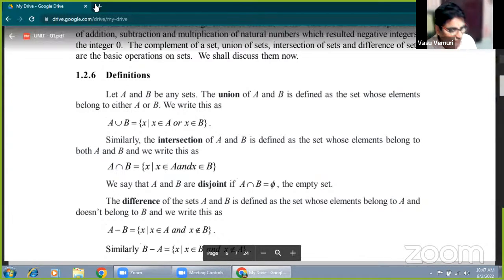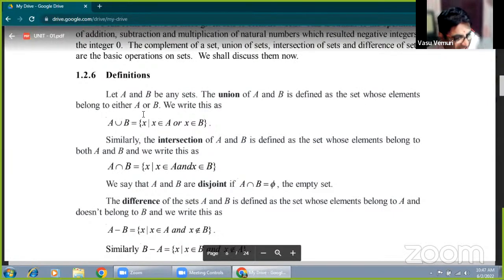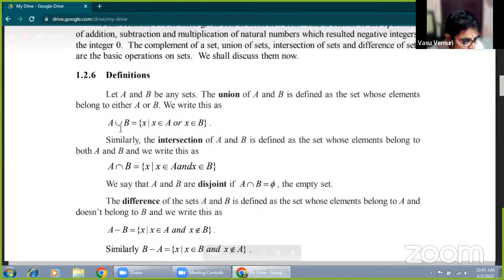Now, what is A union B? The union of A and B is defined as the set whose elements belong to either A or B. A union B represents combining both sets of elements. A union B means A or B. It is read as A or B. That is the roster form.